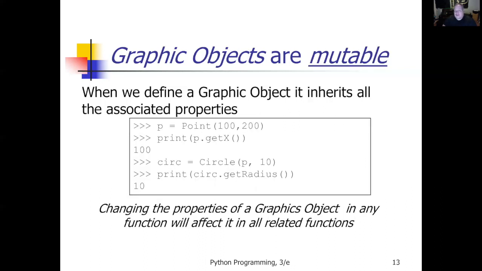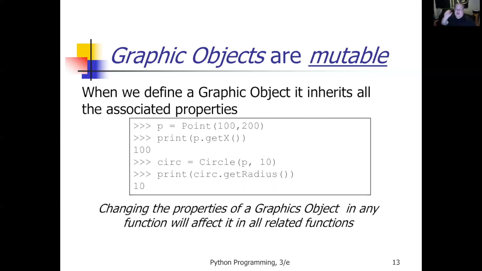So graphic objects are also mutable. When we define a graphic object, like a point or a circle or a rectangle, it inherits all the associated properties of that object type. So they don't all have the same data types, right? A point pretty much only has an X and a Y coordinate, and that's it. A circle has a center point and a radius and a fill color and an outline color and a number of other properties, and rectangles also have a number of properties. Changing the properties of a graphic object in one function will affect that graphic object in other functions as well.